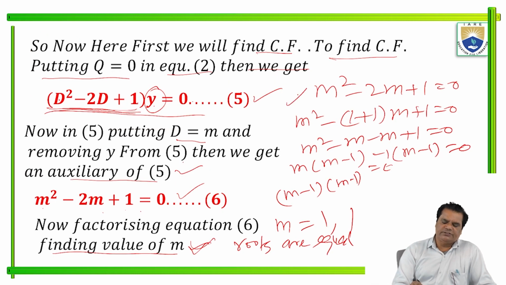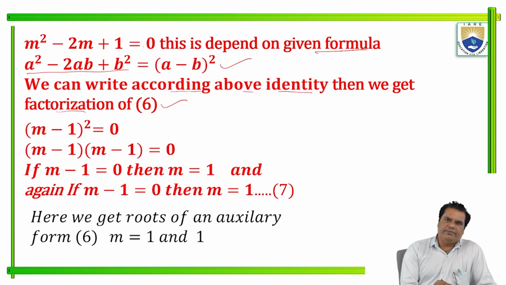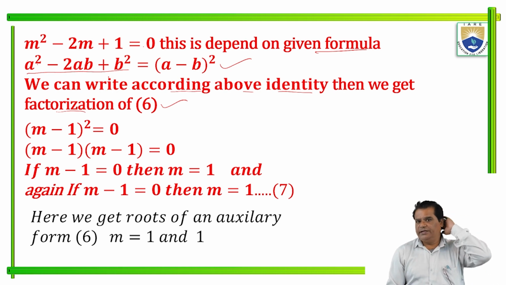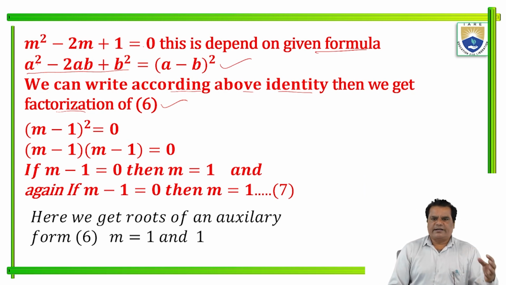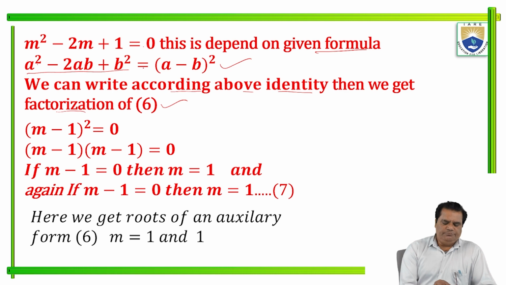One method is the factorizing method. But here we can apply the perfect square method. If our equation is a perfect square, then we can apply the perfect square method. If not a perfect square, then we can factorize it. So now we apply this identity.